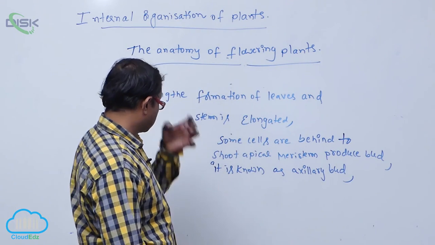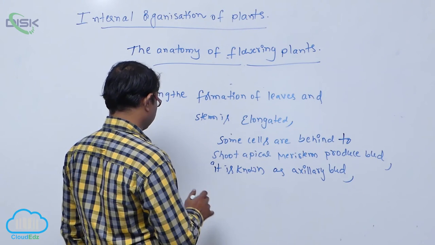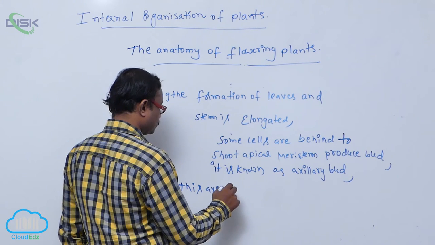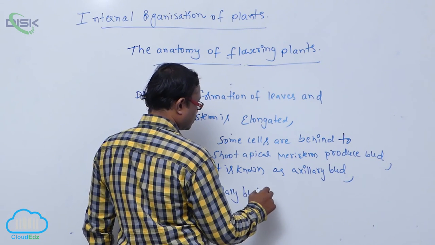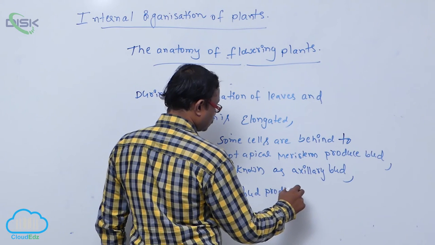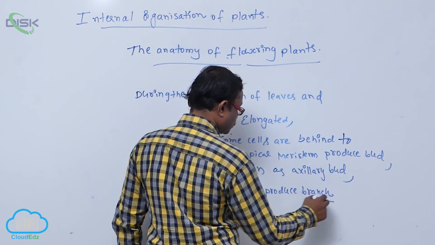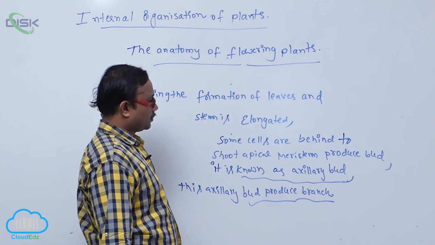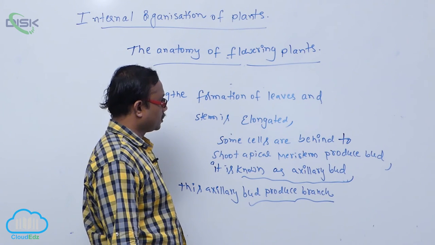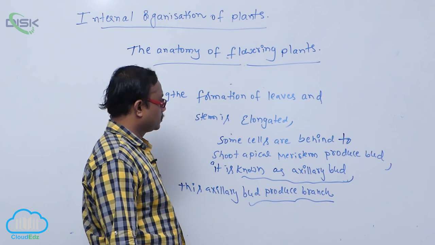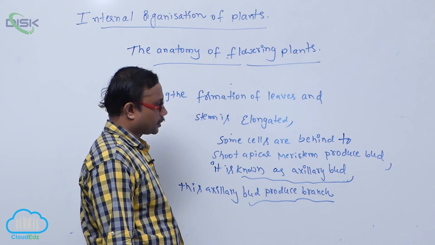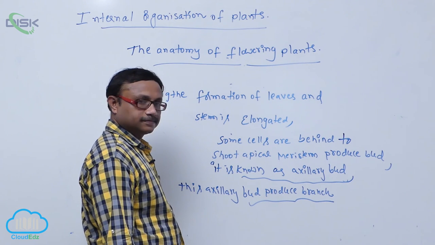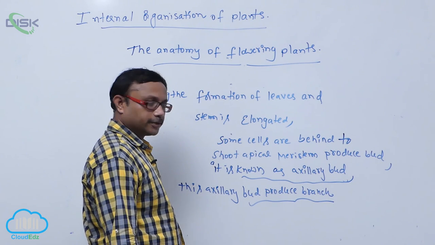Okay, so this axillary bud produces a branch. During the formation of leaves and stem elongation, some cells behind the shoot apical meristem produce a bud. It is known as axillary bud. This axillary bud produces a branch.